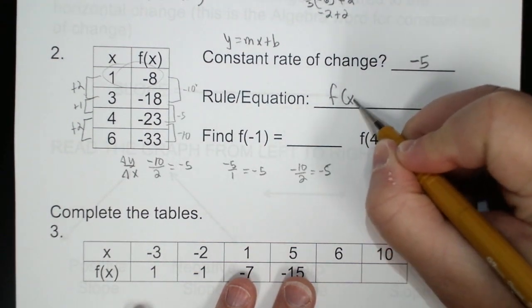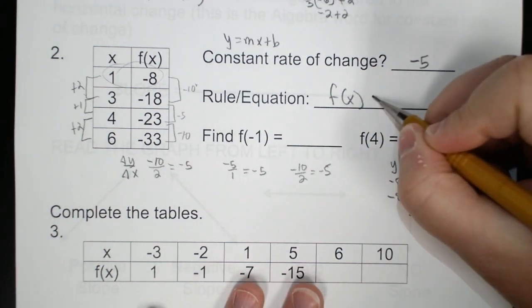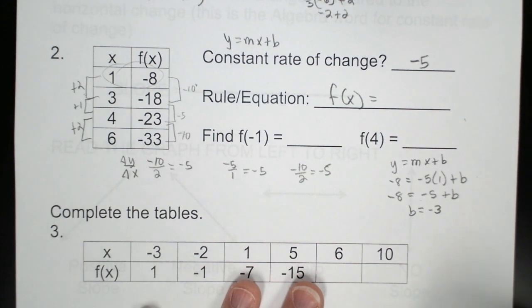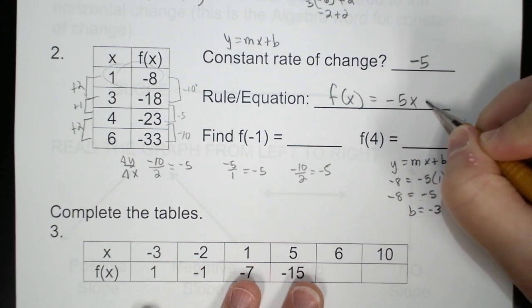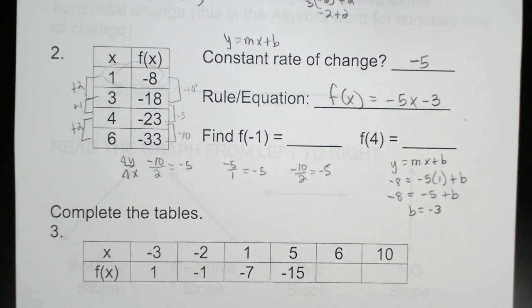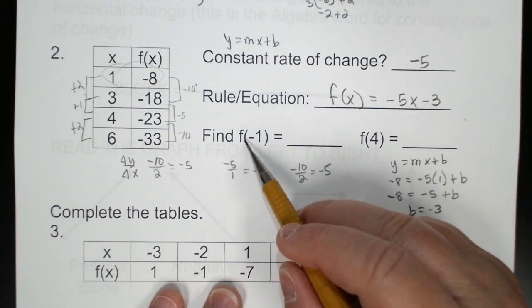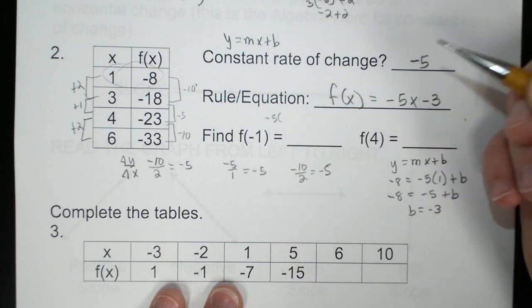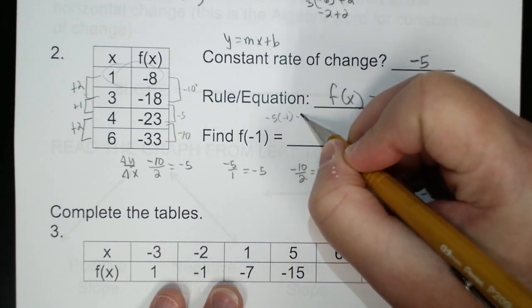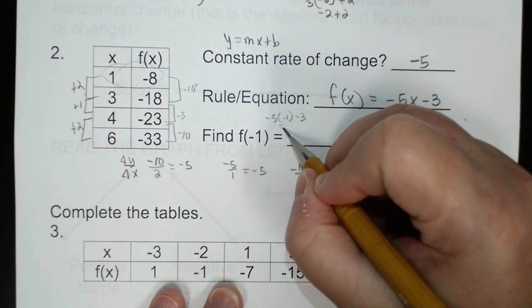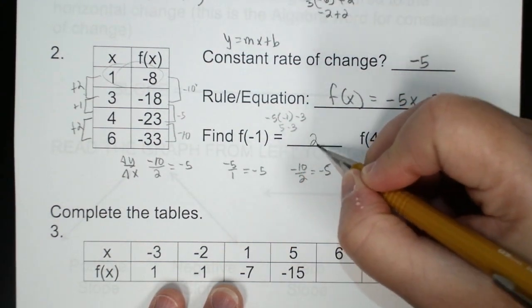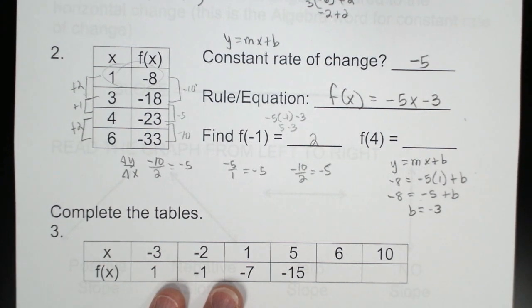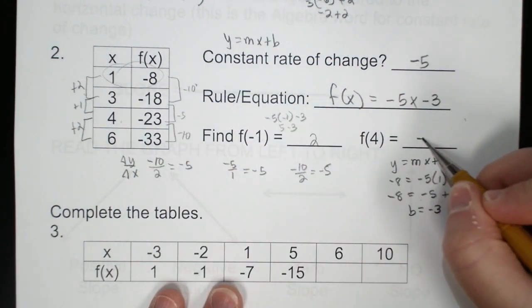My equation, since I'm dealing with linear functions, I'm going to start writing it as f of x equals, my slope is negative 5x minus 3. Here it says find f of negative 1. It's not in my table. I'm going to do negative 5 times negative 1 minus 3. That's 5 minus 3, which is 2. F of 4, it's on my table, negative 23.